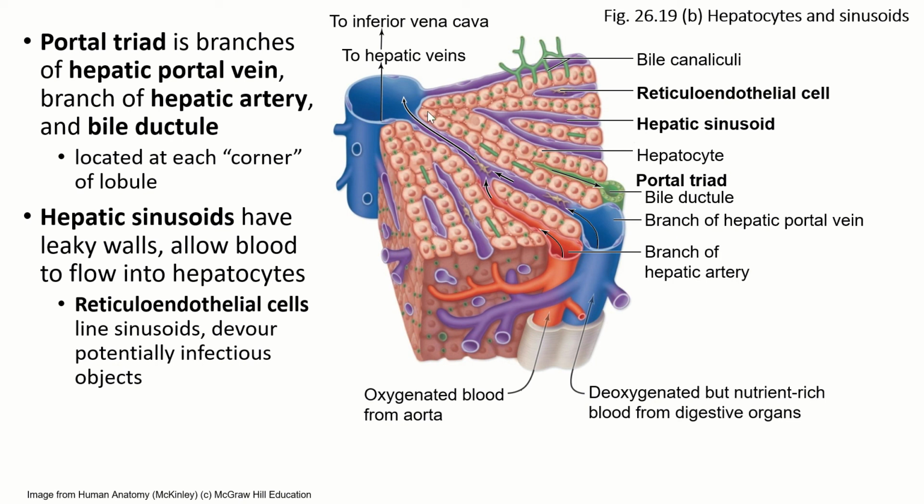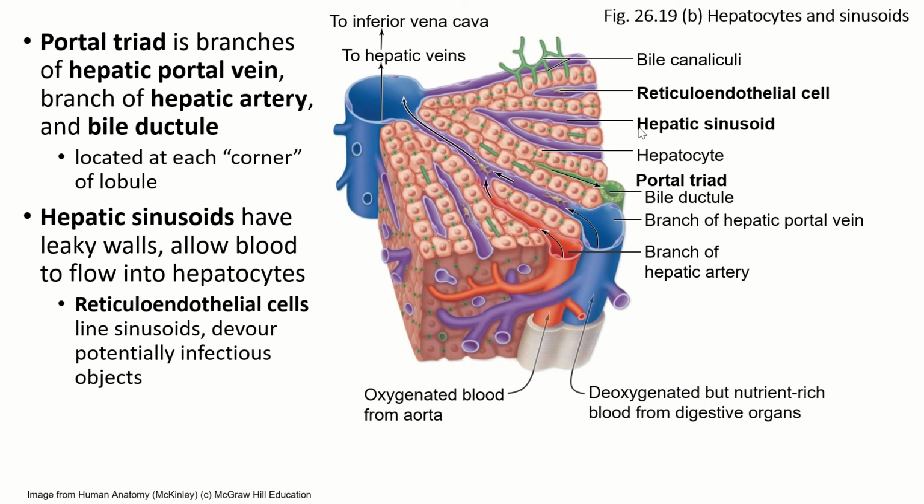The capillaries within the lobule are sinusoids. And remember, sinusoids have big holes in the wall because these hepatocytes need to not just filter out toxins, they need to evaluate the health of red blood cells. So they're going to allow red blood cells to leak out so that they can be evaluated by these hepatocytes.